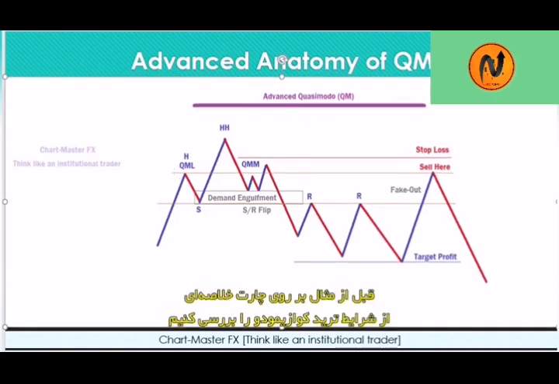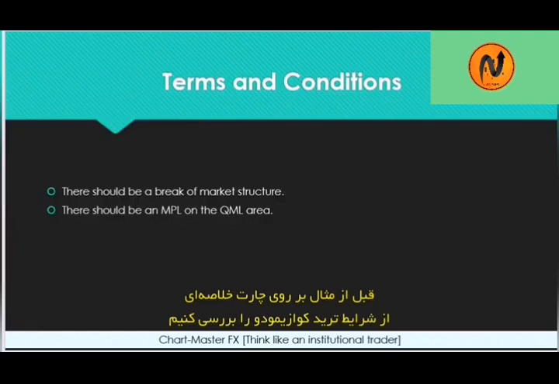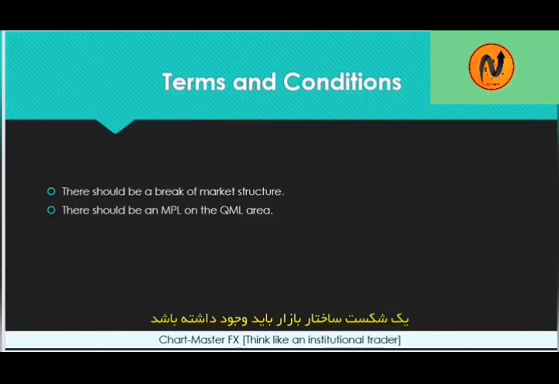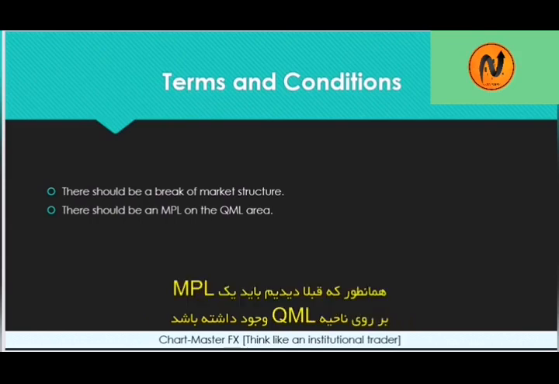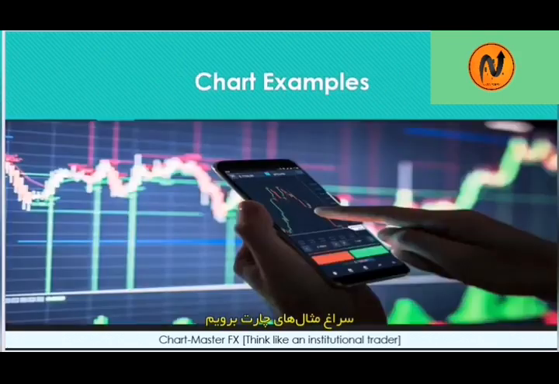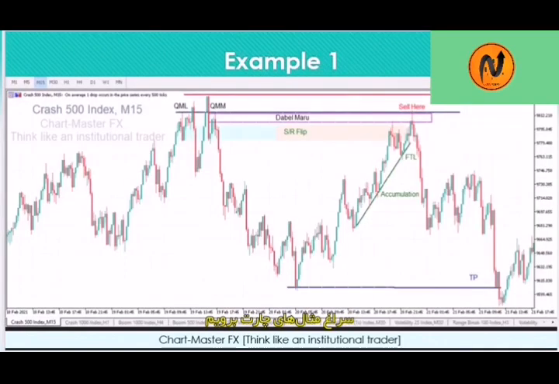So now let's go to the chart examples. And before we go to the chart examples, maybe just to have a summary of what you need to look at when we are trading the Quasimodo. So there should be a breakout of market structure. There should be an MPL on the QM area, as we have alluded before. So now let's go straight to the chart examples. So here we can see example number 1.